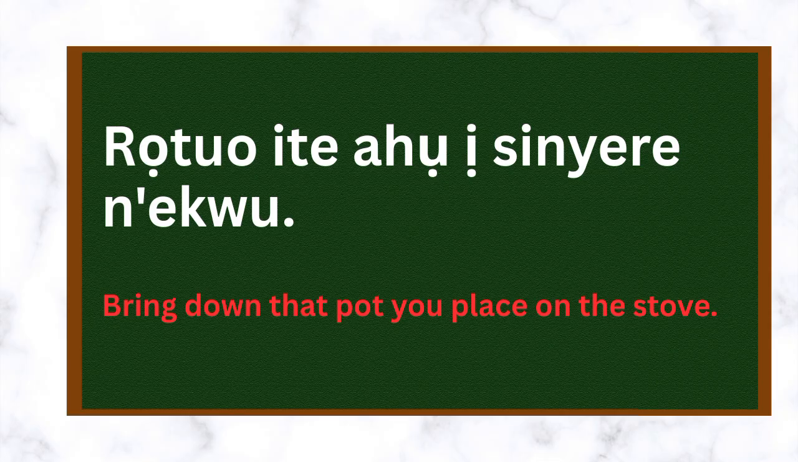Sentence example. Rọtuo ite ahụ isinyere n'ekwu. Ekwu is like a stove or gas or anything you're using to cook. Rọtuo ite nri ahụ isinyere n'ekwu.